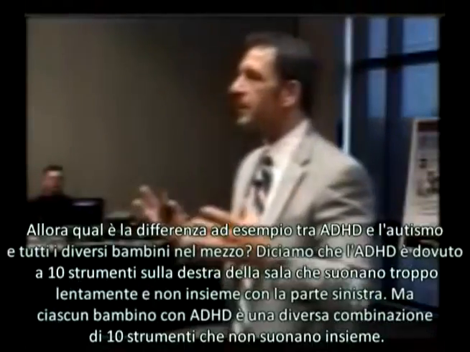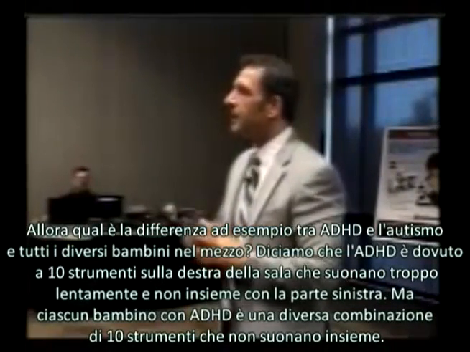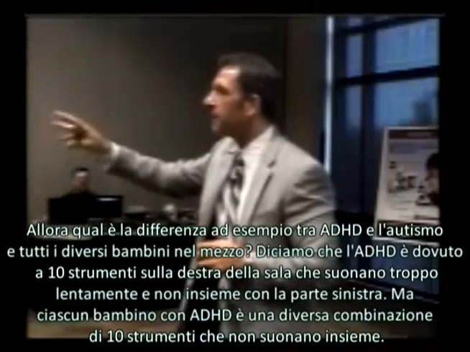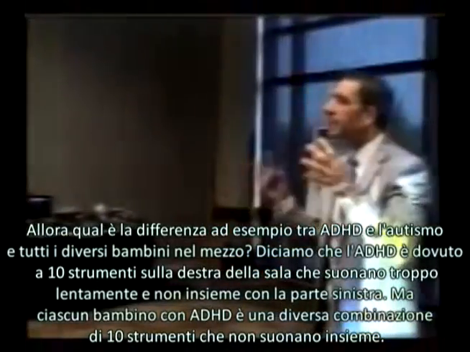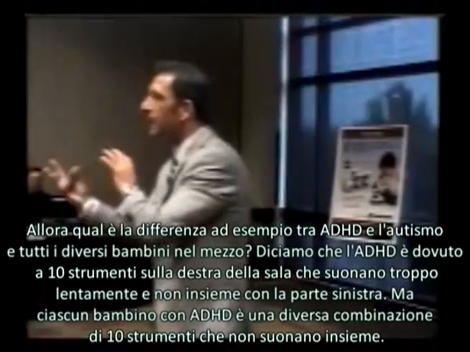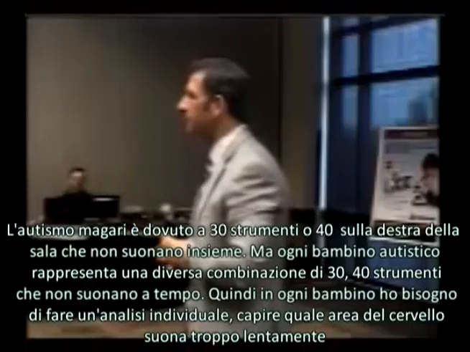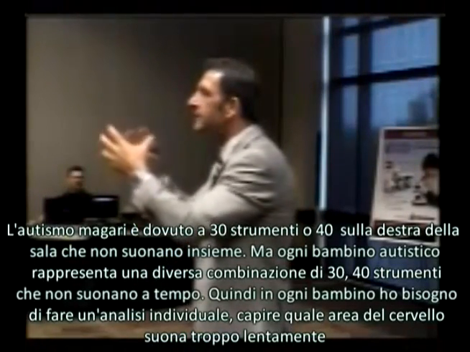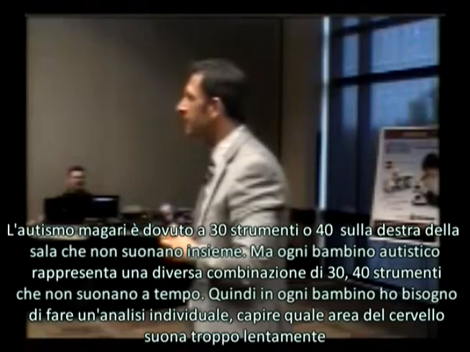So what's the difference between, let's say, ADHD and autism and the different kids within them? ADHD is, let's say, there's 10 instruments on the right side of the room that are playing too slowly and not playing together with the left side. But every kid with ADHD, it's a different combination of 10 instruments that aren't playing together. Autism, it may be 30 instruments or 40 instruments on the right side of the room that aren't playing together, but each kid with autism, it's a different combination of 30 or 40 instruments that aren't playing at the right tempo.